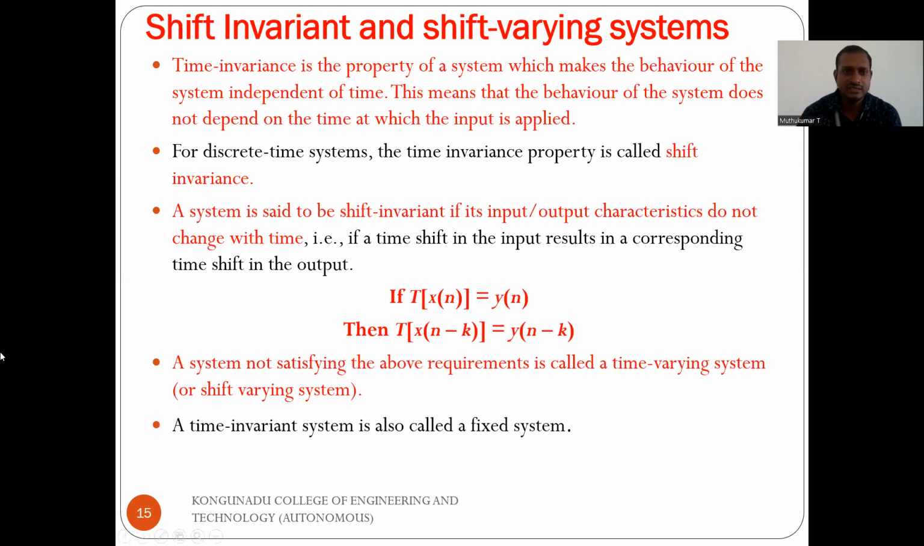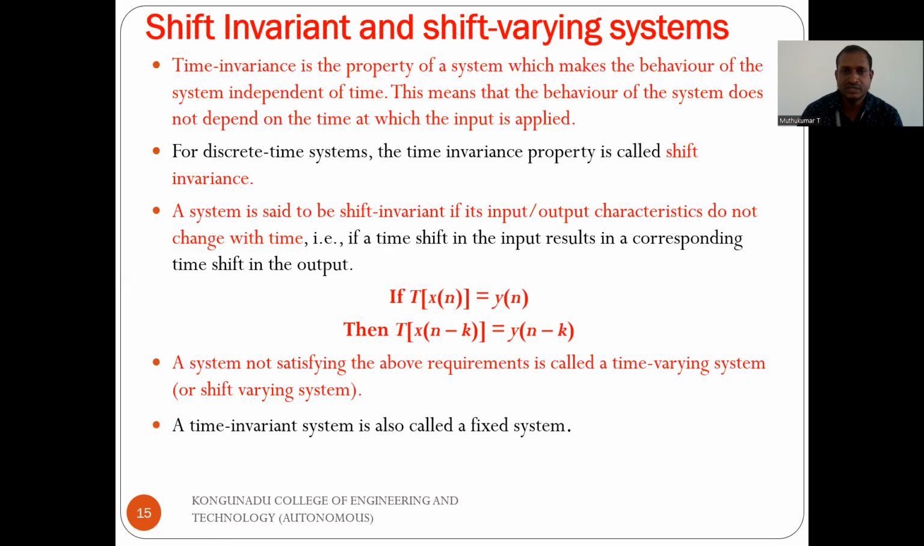Time invariance is a property of the system which makes the behavior of the system independent of time. The output of the system is independent of time, and that is called a time invariant system or shift invariant system. It means the behavior of the system does not depend on the time at which the input is supplied. Time invariance is also called shift invariance.